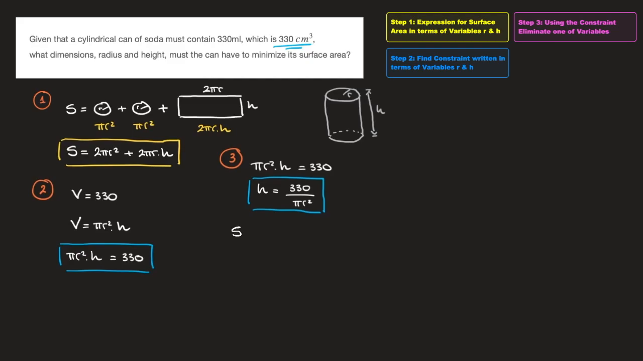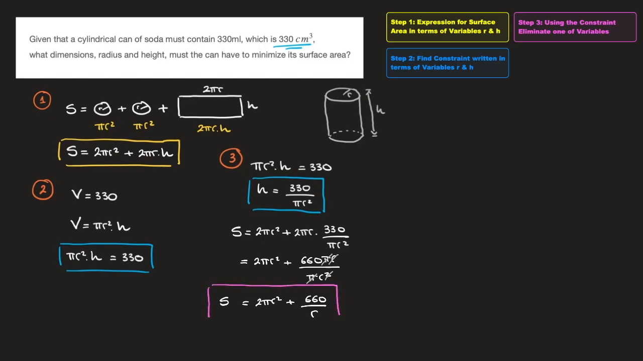So that would be s equals 2 pi r squared plus 2 pi r times 330 over pi r squared. Now multiplying this numerator by 2 pi r leads to 2 pi r squared plus 660 pi r over pi r squared. And now simplifying this pi on the numerator and denominator, as well as this r and this r squared, leaves us with s is equal to 2 pi r squared plus 660 over r. And that's the third step done.